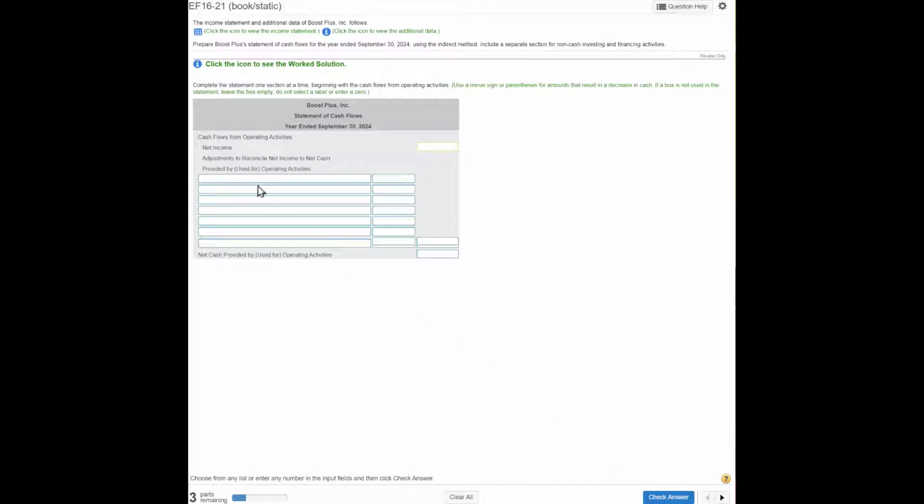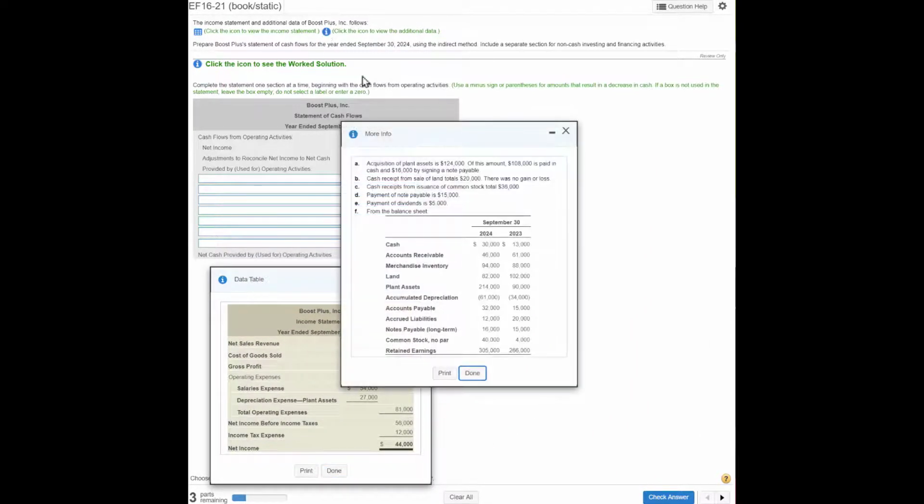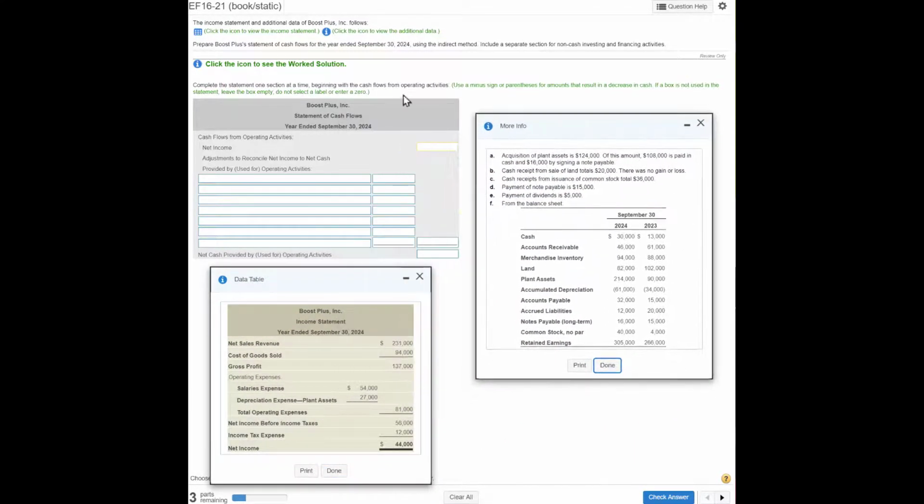Exercise 16-21. We're going to do a complete statement of cash flows. The income statement and additional data of Boost Plus Incorporated follows. So here's the income statement, and here's our additional data. Prepare the statement of cash flows for the year ended September 30th, 2024 using the indirect method, and include a separate section for non-cash investing and financing activities.